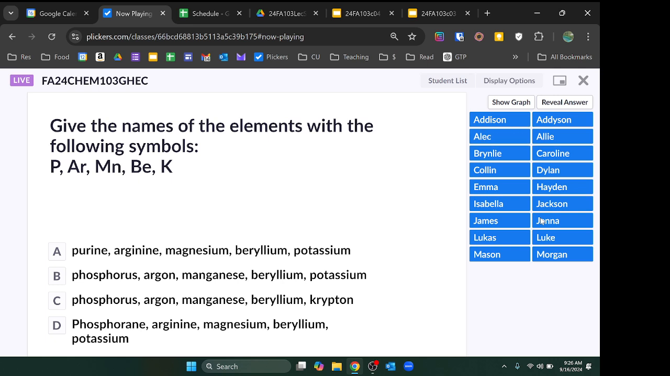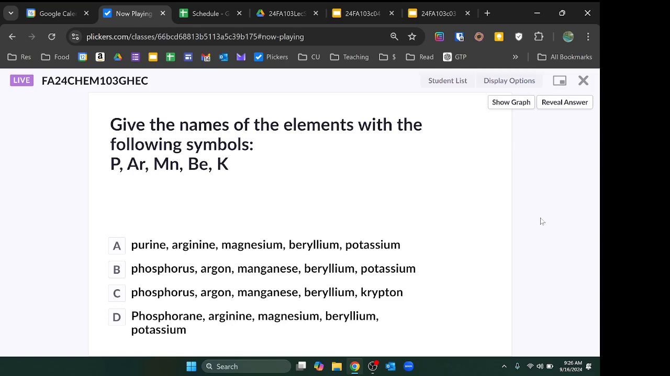Cool. Yeah, it turned out good. Okay, and so right here again, it's this one right here. So the answers here are a little bit more challenging, aren't they? Did anybody notice I put some of these where they're not even elements? Yeah. So this is phosphorus, argon, magnesium, beryllium, potassium.